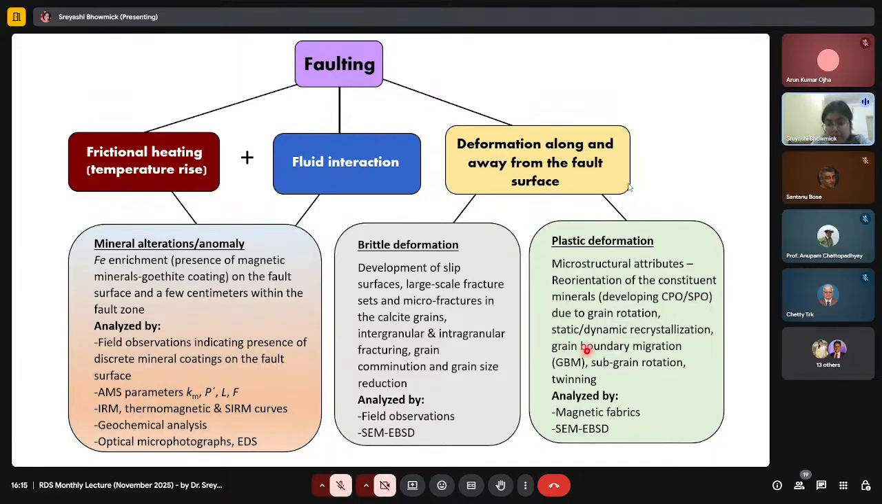Now, apart from this, we also have several pieces of evidence for recrystallization. For example, grain boundary migration, subgrain rotation, twinning. So this is very common. And these can be analyzed by using magnetic fabrics and also through SEM EBSD microstructural studies.